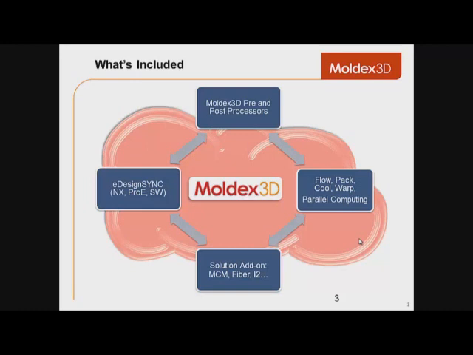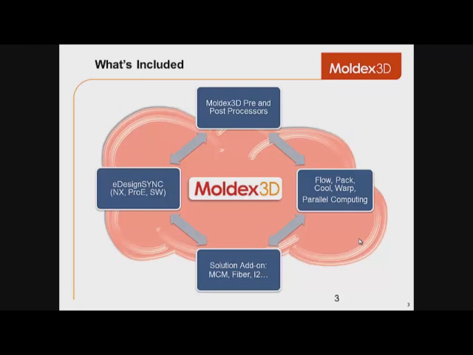Now let's look at what the Moldex 3D cloud system includes. There are pre- and post-processors, flow, pack, cool, warp analyses, and parallel computing, which allows you to use more than one CPU to run an analysis. The benefit of that being that it would greatly reduce the analysis time, because it uses the power of a cluster of computers instead of just one.